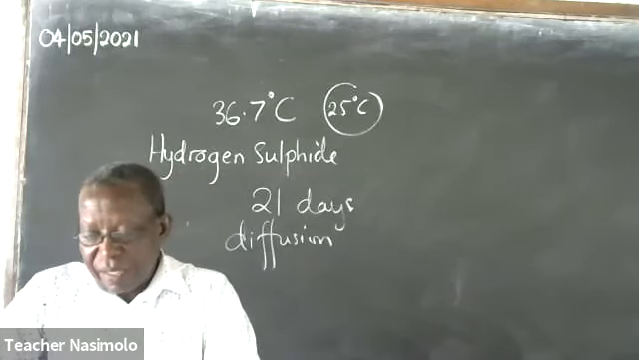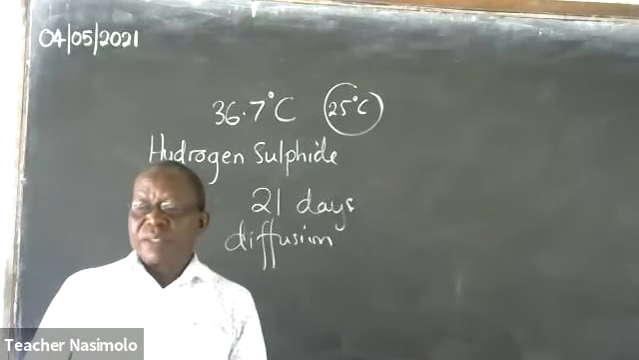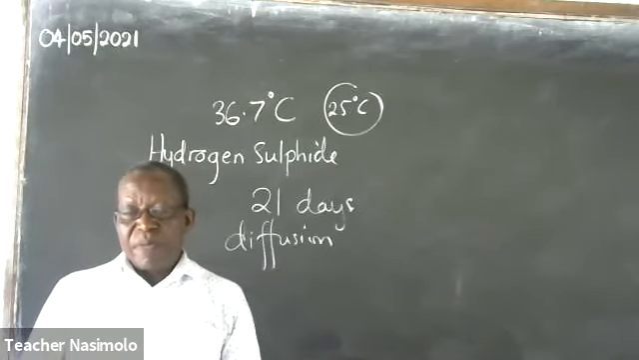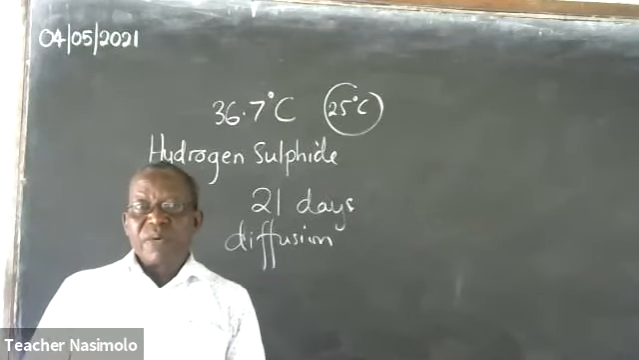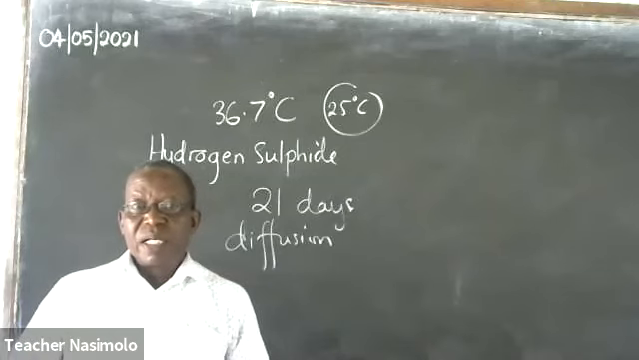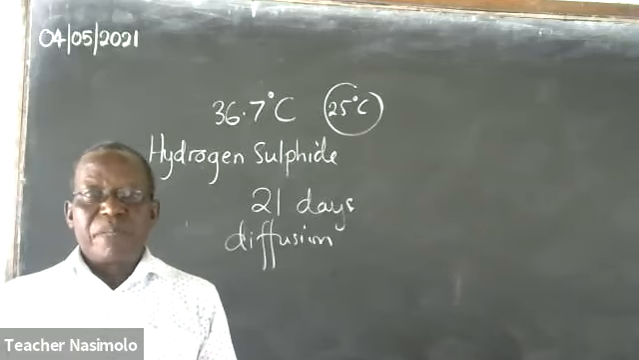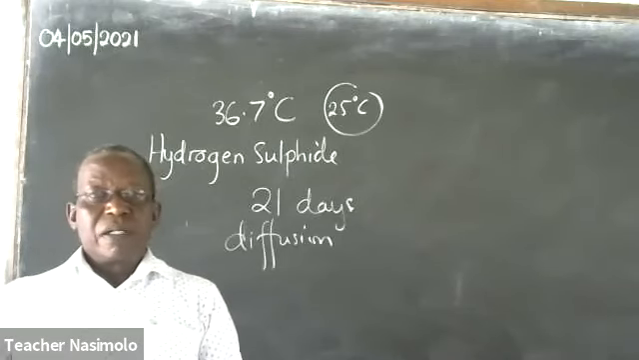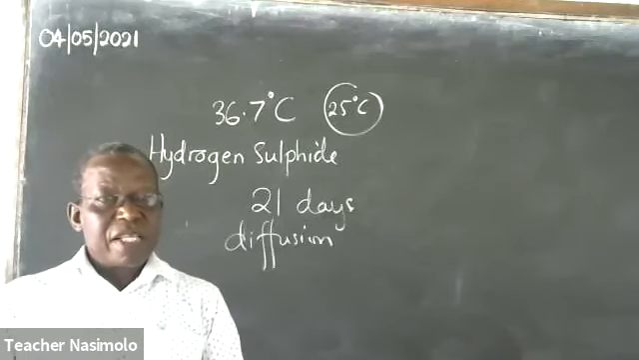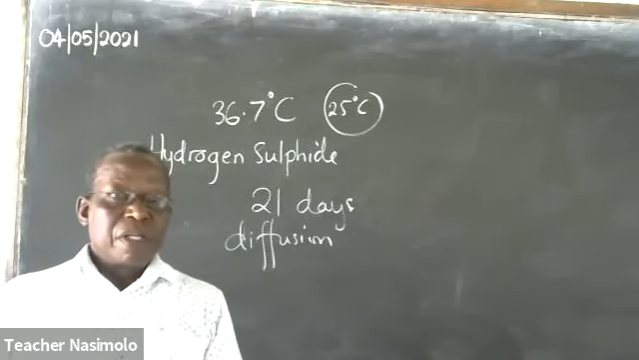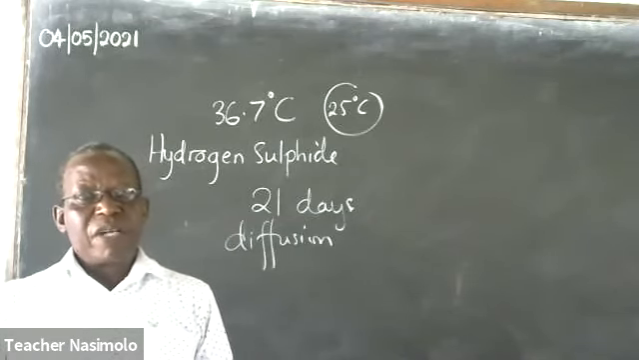Okay, somebody is asking, why does diffusion happen faster in gases than in liquids? Now, remember what we said about the arrangement of the particles. That is the one that makes or creates that difference. In liquids, the molecules are not very close together, as in solids. But when it comes to gases, the molecules or the particles are very widely spaced.